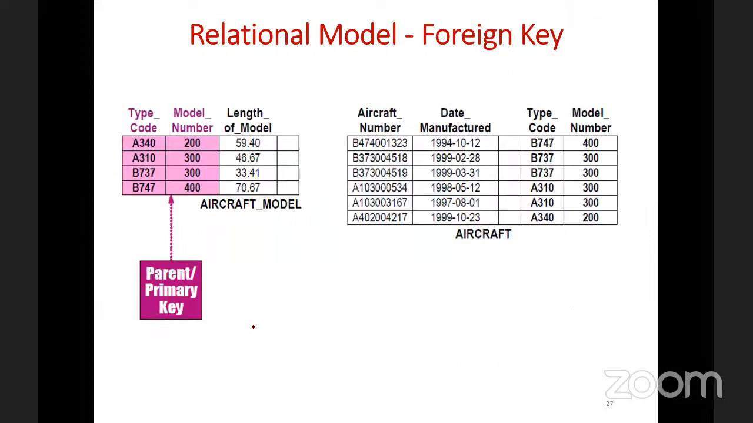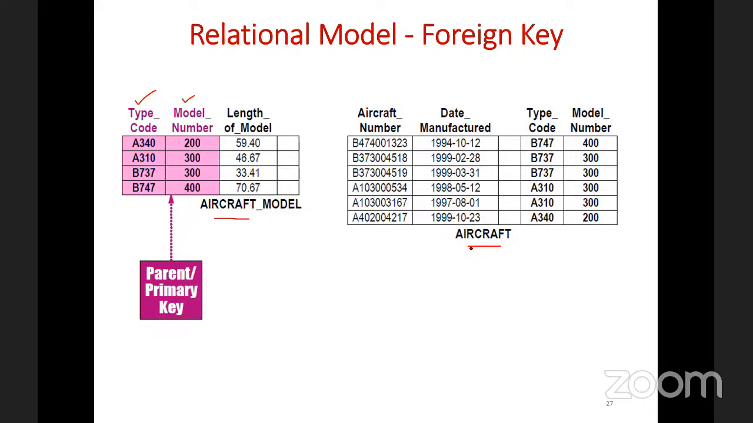Now let us understand what is a foreign key. You can see here there are two tables. One is your aircraft model, another is your aircraft, right? Now in the aircraft model, you can see this type code and model number. The combination of these two attributes is the primary key, right?